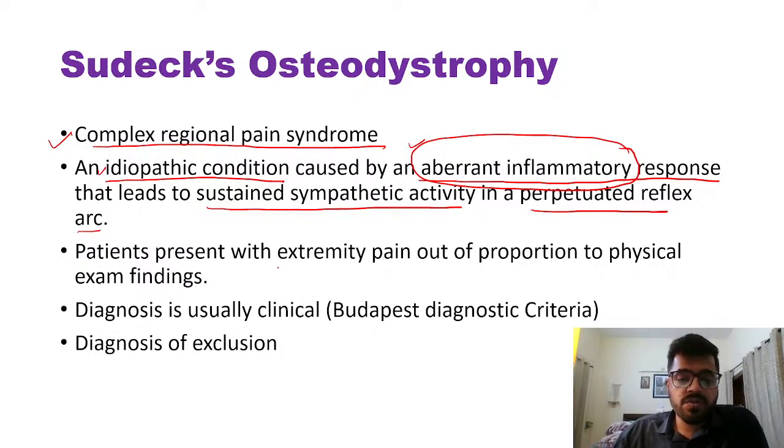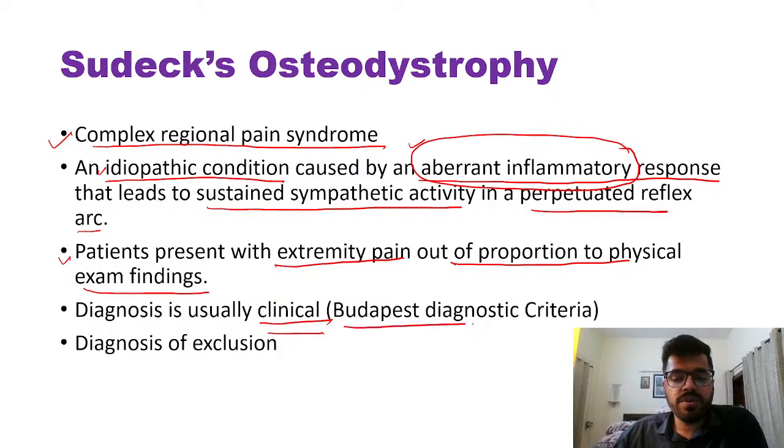The patient presents with extremity pain which is out of proportion to the physical examination findings. We don't know the cause of such pain. The patient has pain out of proportion to the findings, and diagnosis is usually clinical. We have Budapest diagnostic criteria for the same, and it is a diagnosis of exclusion. First thing is that the patient has pain out of proportion to physical exam.